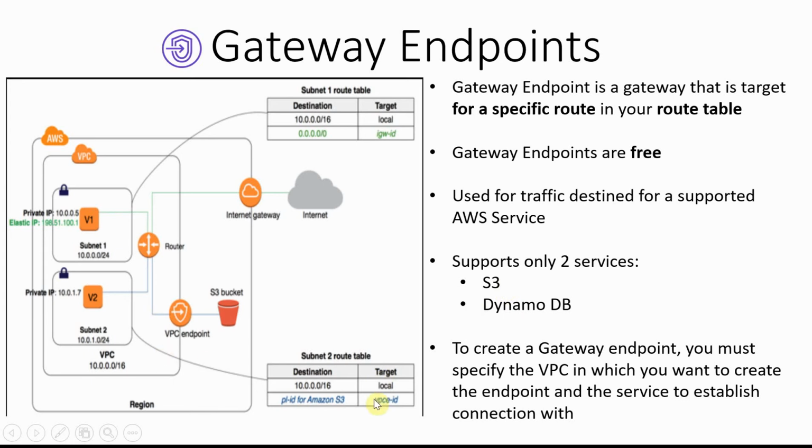Again, gateway endpoints go with the router approach, where you just create a gateway endpoint and then make an entry in a route table. So that's all. Your S3 endpoint connects with your VPC gateway endpoint ID. If you just make this entry in the route table, then you're good. So that's how this gateway endpoint works.